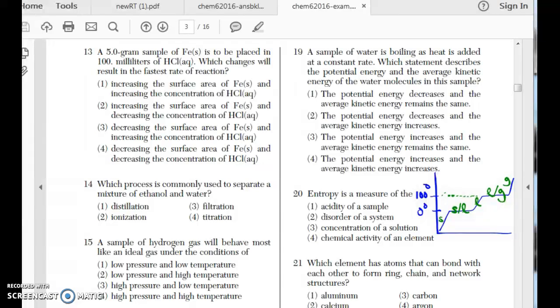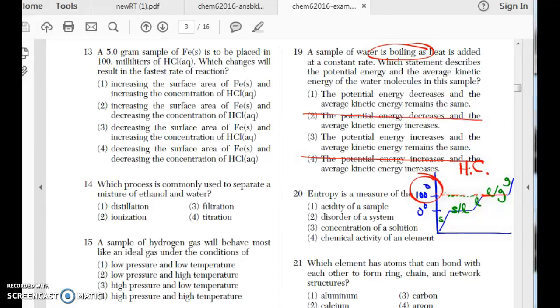Question 19. A sample of water is boiling as heat is added at a constant rate. So what I did here is I sketched a heating curve to show this in action. Which statement describes the potential energy and the average kinetic energy of the water molecules? Well, if the substance is undergoing boiling, as it is undergoing right here, notice the temperature stays the same. If the temperature stays the same, the kinetic energy also remains the same. So we can get rid of choices 4 and choice 2.